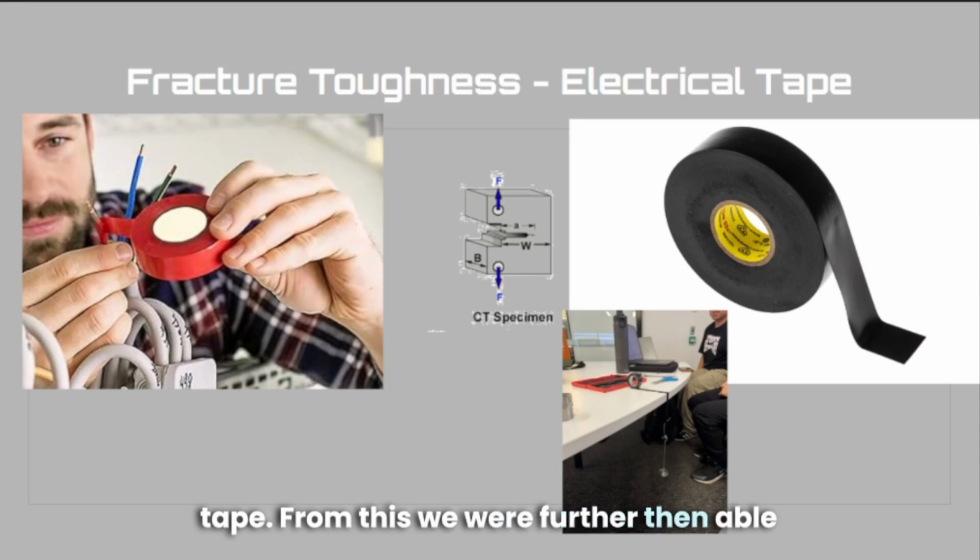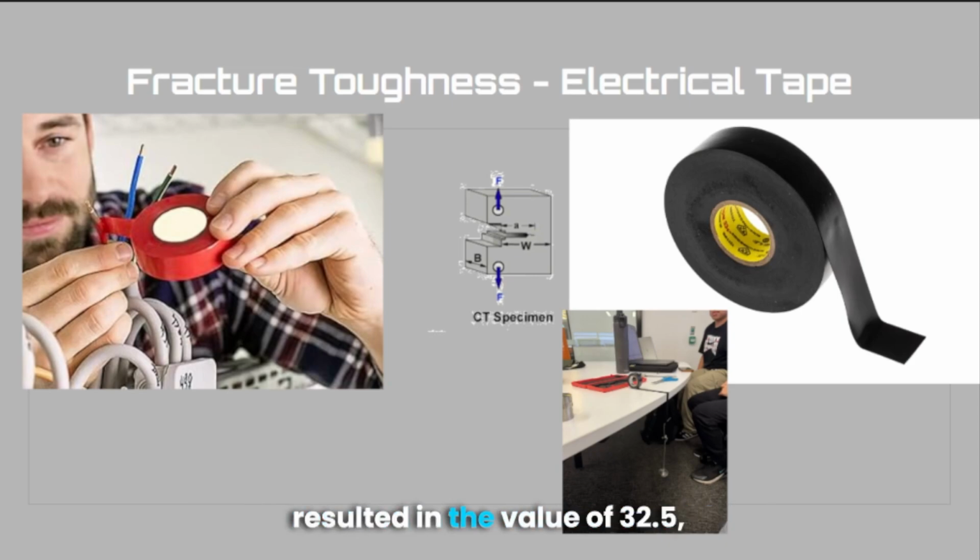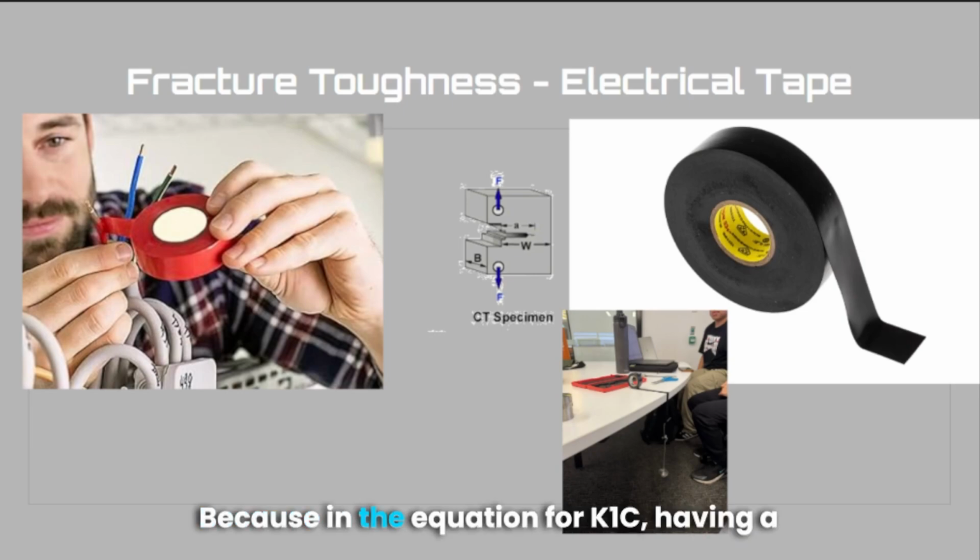From this, we were further then able to calculate a value for K1C, which resulted in the value of 32.5, therefore implying that the electrical tape had a critical stress intensity factor of 32.5 megapascals times the square root of meters. We had chosen to add a side slit to the tape because in the equation for K1C, having a side slit results in more stress on the tape.